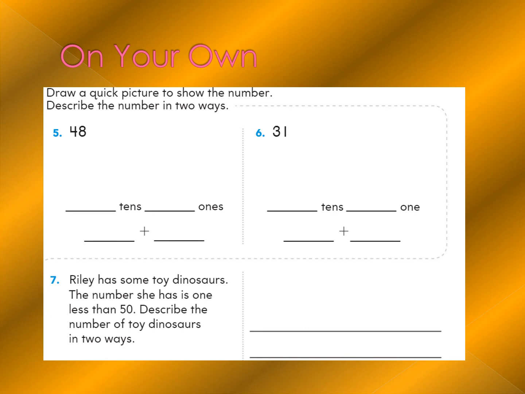The name is Riley. Okay, Riley has some toy dinosaurs. The number she has is 1 less than 50. I'll repeat, that's the trickiest line here. The number she has is 1 less than 50. Describe the number of toy dinosaurs in 2 ways. Do you like dinosaurs? Do you have them at home? Okay, I'm sure you don't have 50 or 1 less than 50.